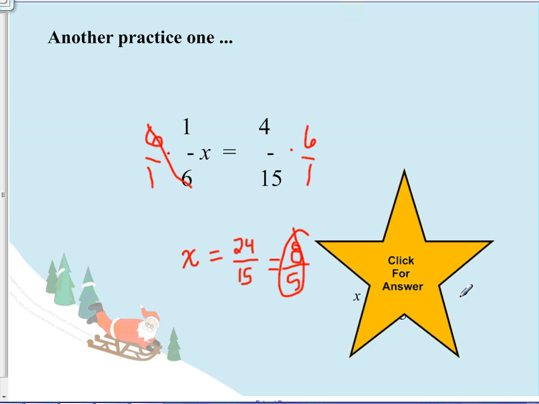Please make sure you completely understand how to solve equations with fractions in them. It's very important for not just this class, but for algebra, and then eventually when you get into algebra 2. Please come to class with any questions.